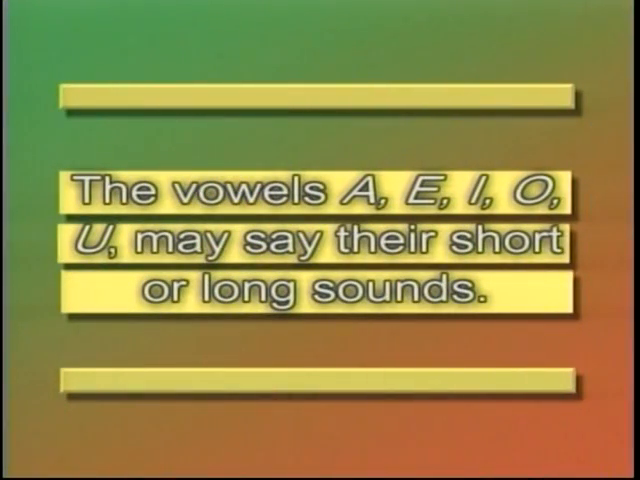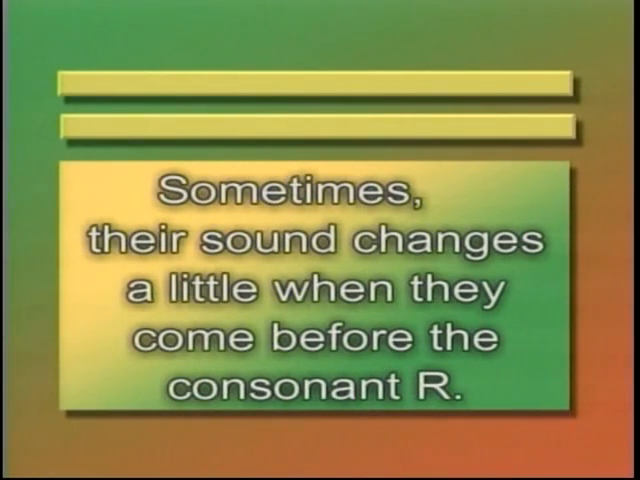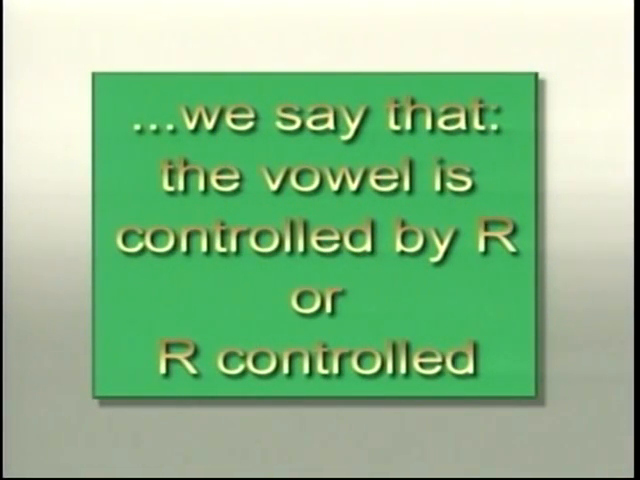You learned that the vowels A, E, I, O, U may say their short or long sounds. Sometimes their sound changes a little when they come before the consonant R. In this case, we say that the vowel is controlled by R, or R-controlled. Let's see how the sound changes when a vowel comes before the letter R. Say these words after me. Car, part, horse, her, term, first. Pause your VCR now and practice these words before moving on.